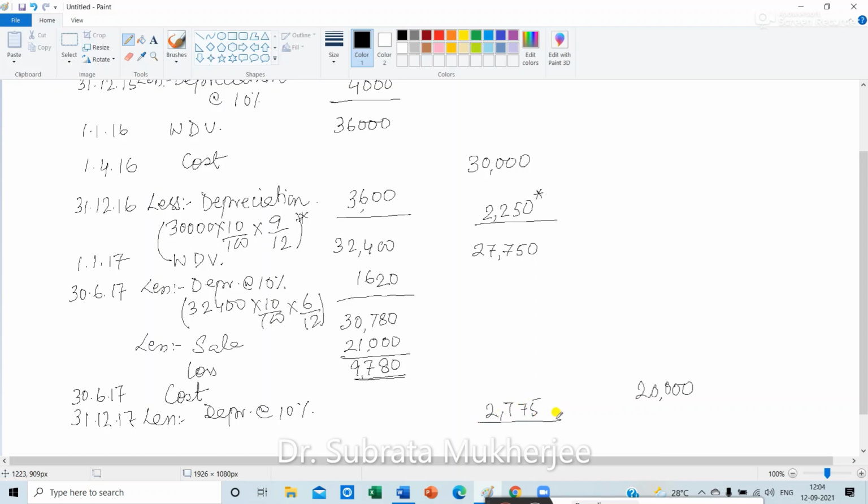So this will be straight 2,775, as 10% on 27,750 is 2,775. So the amount will be 24,975. And depreciation on 20,000 will be 1,000. I just show it for your understanding. 20,000 is the cost value. You charge 10%, and the duration is 6 months because the plant was purchased on 30th June. So 1,000 is the amount of depreciation. So what is the written down value of plant 3? This is 19,000.